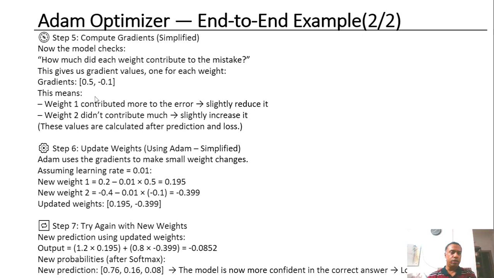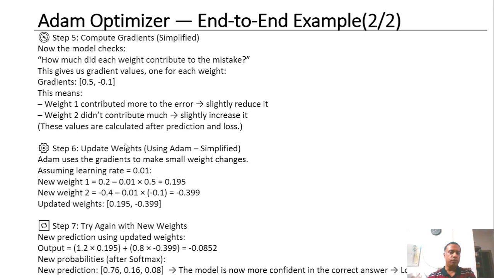So let's look at this. The gradient calculation was done and it has come up with these two numbers, 0.5 and minus 0.1. So 0.5 is for weight 1 and minus 0.1 for weight 2. It basically tells us that weight 1 contributed more to the error because it has a higher gradient over here, so we have to slightly reduce this. And minus 0.1 says it didn't contribute much to the loss, and we can slightly increase it.